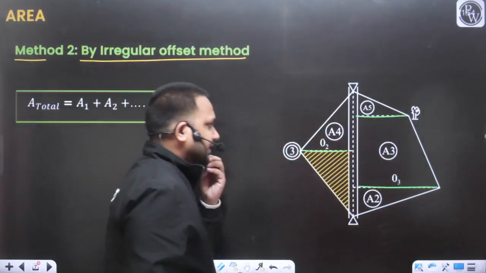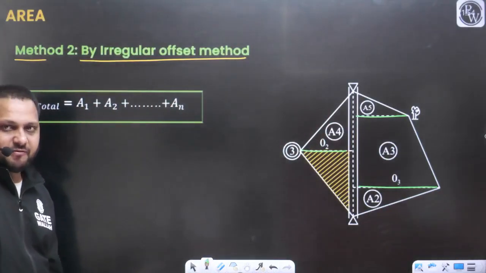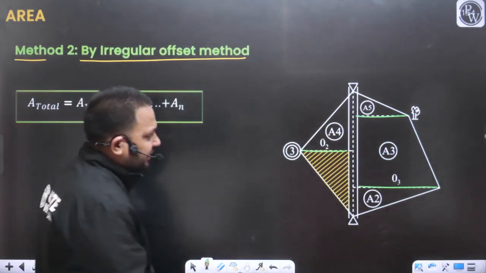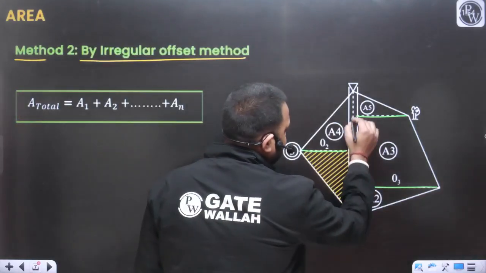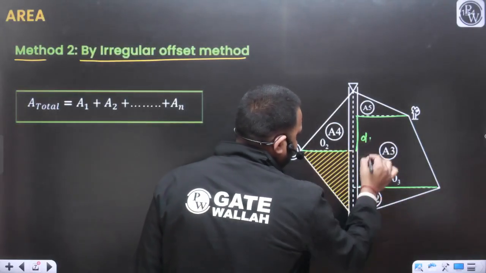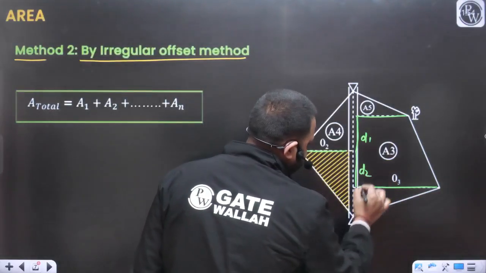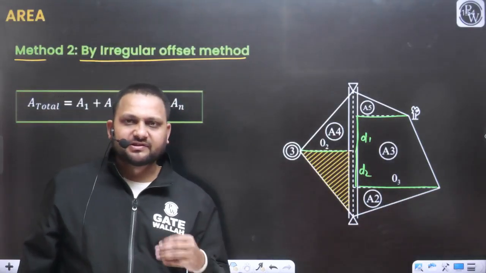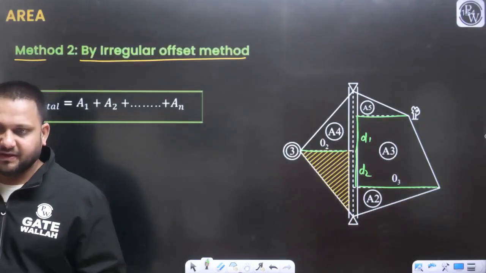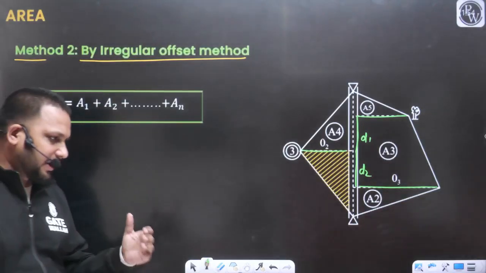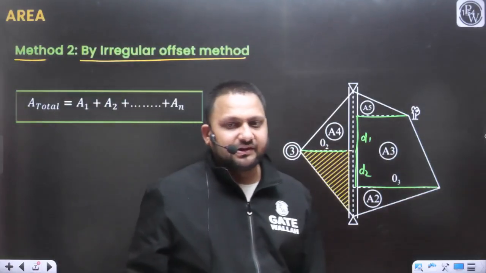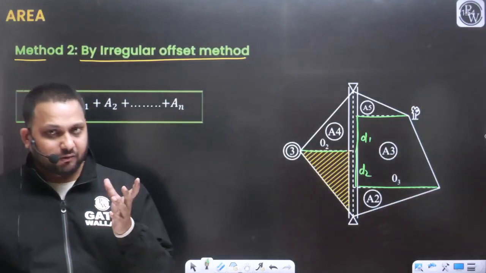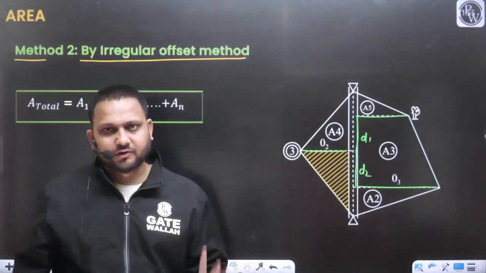Why have we considered this irregular offset? First of all, why are we saying this is the irregular offset? Because the distance between the offsets is not the same. Let's say this is the distance d1, and the next distance is d2. If d1 and d2 are the same, then we will say it is the regular offset method. If we are taking all the offsets at regular intervals, that is the regular offset method. So here we have considered the irregular offset. First of all, the first point was this.